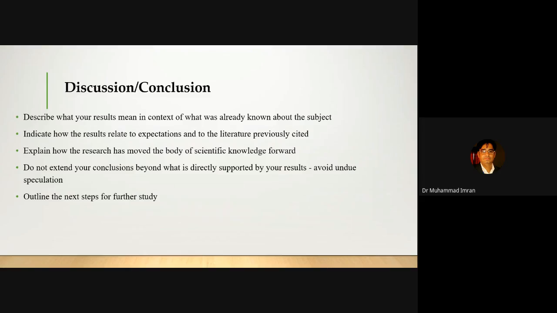Do not extend your conclusion beyond what is directly supported by your results. Avoid undue speculation. It means if you have done a work and you have given extra knowledge in your manuscript, it will create speculation about your study. So do not use extra conclusion lines about your manuscript. Outline the next step of your study.